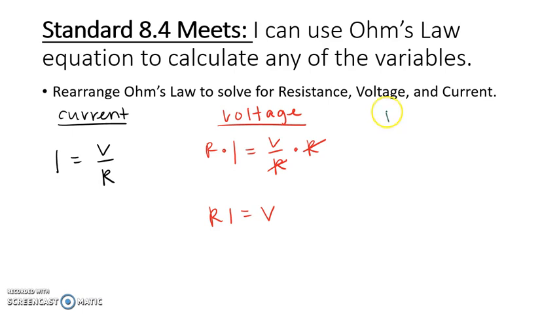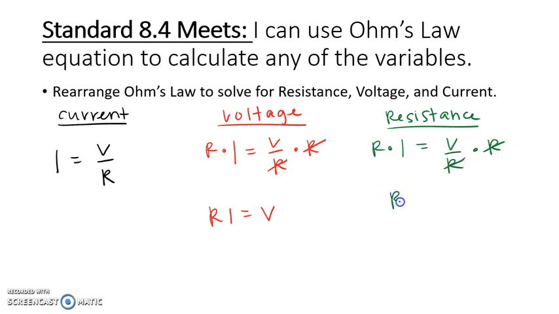And the last thing that we can solve for is resistance. If we take the initial equation, I is equal to V over R, our first step is to multiply each side by R. That gets rid of it on the bottom, and I get R times I equals V. Right now we've solved for voltage, but we haven't solved for resistance. In order to get R alone on this side, I need to divide each side by I. These now cancel out, and I get R is equal to V over I.